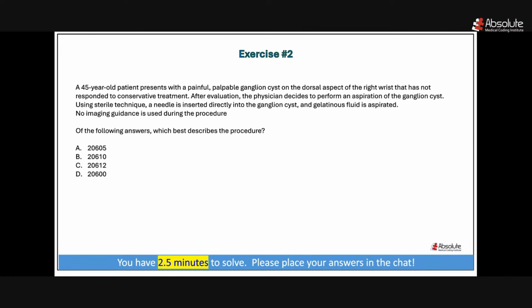A 45-year-old patient presents with a painful, palpable ganglion cyst on the dorsal aspect of the right wrist that has not responded to conservative treatment. After evaluation, the physician decides to perform aspiration of the ganglion cyst, and using sterile technique, the needle is inserted directly into the ganglion cyst and a gelatinous fluid is aspirated.